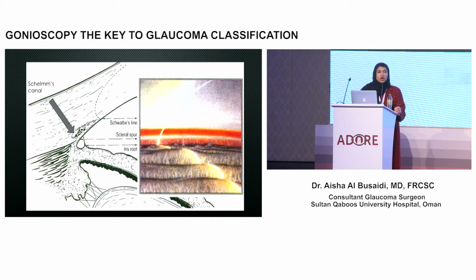The normal anatomical structures of the angle are viewed here, and usually we would go from anterior to posterior. Schwalbe's line is the junction between the posterior termination of Descemet membrane and the anterior trabeculum, where they meet. It's usually an opaque line. You can't really visualize it in the normal angle in a lightly pigmented eye.